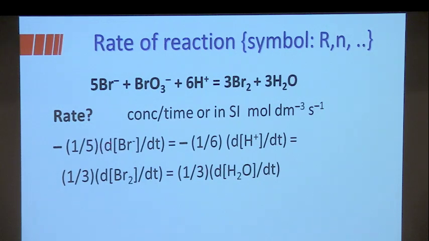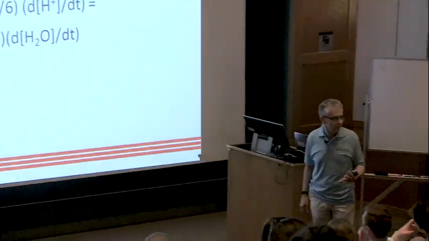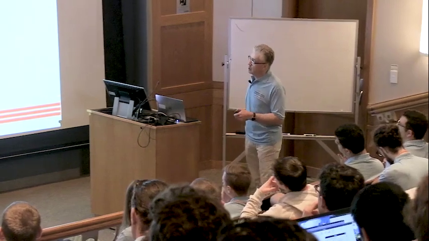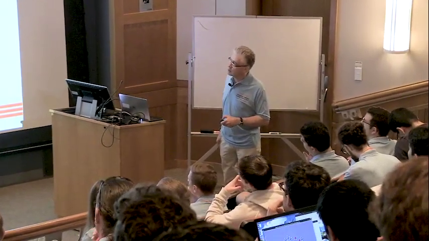So the rate, if we monitor it, is minus 1/5 the rate of change of Br minus with respect to time, or minus 1/6 the rate of change of H plus with respect to time, or minus 1/1 the rate of change of BrO3 minus with respect to time, or plus 1/3 the rate of change of Br2 with respect to time, or plus 1/3 the rate of change of water with respect to time. So we can monitor the rate of reaction by following any one of the reactants or products, right? But you can see that also it follows the stoichiometric coefficient.